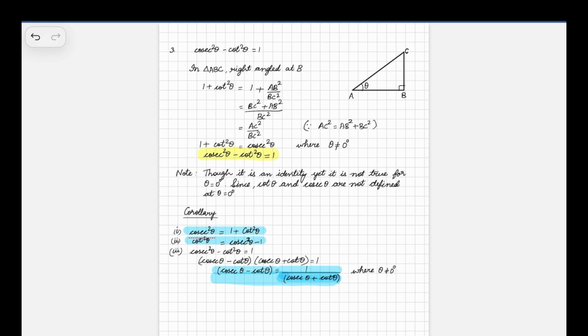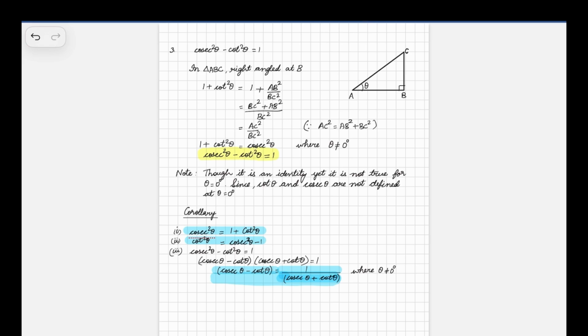Now this identity is not true when theta is equal to 0 degrees, because cot theta and cosecant theta are not defined at theta equal to 0 degrees. The corollary is cosecant square theta is equal to 1 plus cot square theta. Cot square theta is equal to cosecant square theta minus 1. Cosecant square theta minus cot square theta equal to 1.